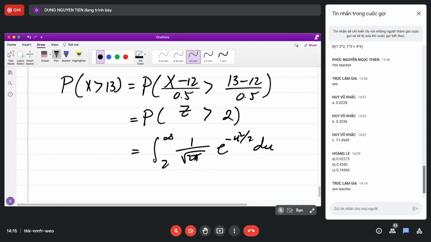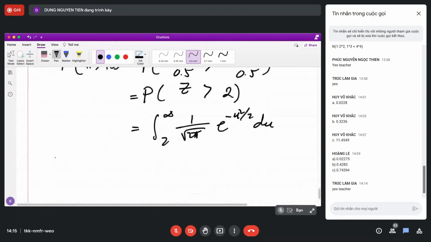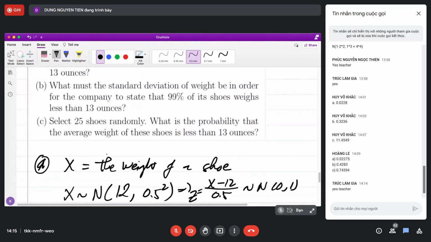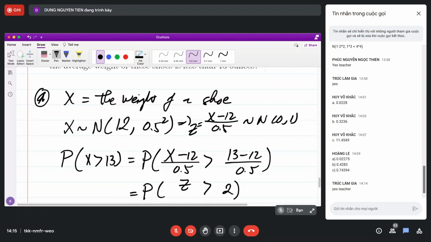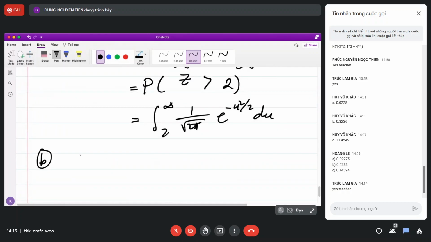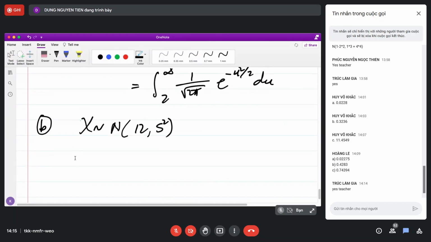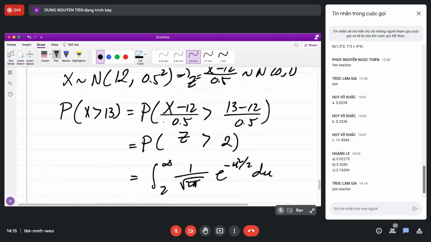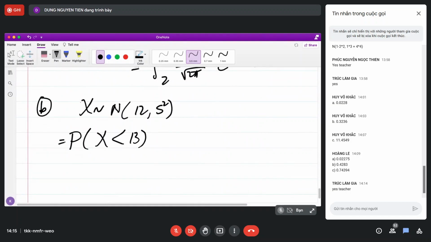All right, that is the first question. It is very straightforward. How about B? For B, what must the standard deviation of weight be in order for the committee to state that 99% of its shoes weigh less than 13 ounces? So suppose that X follows a normal distribution with a mean 12 and the standard deviation S. So you want to find the value S such that the probability that X is less than 13 is 0.99.